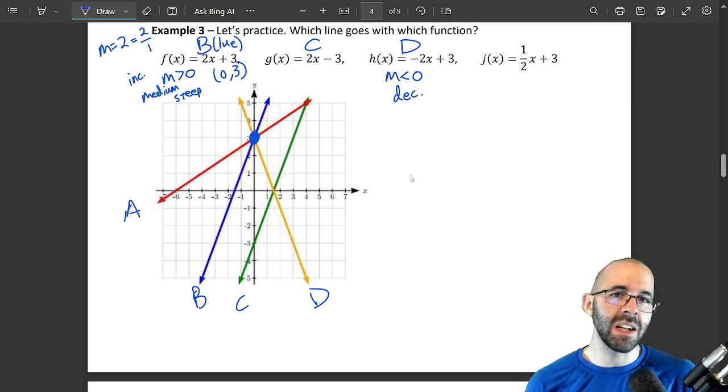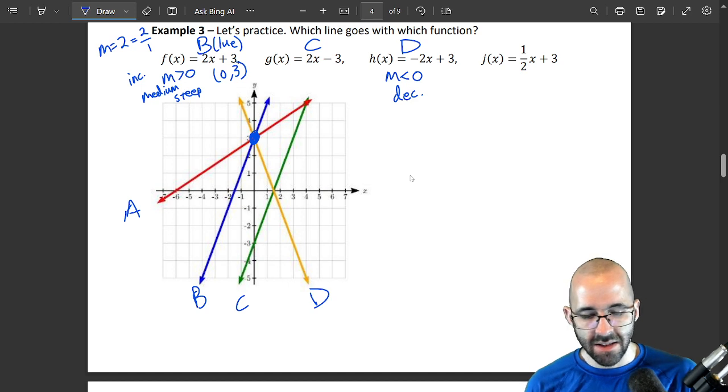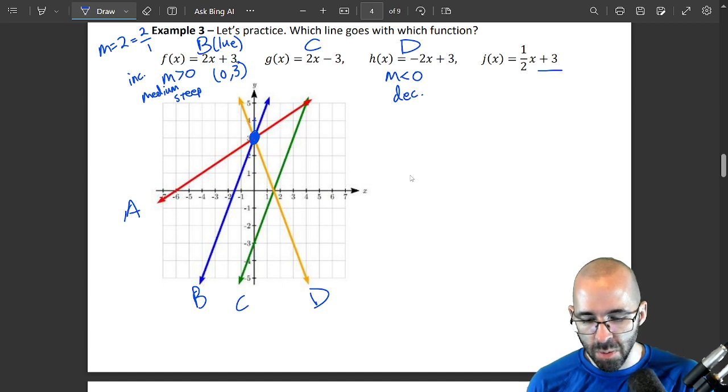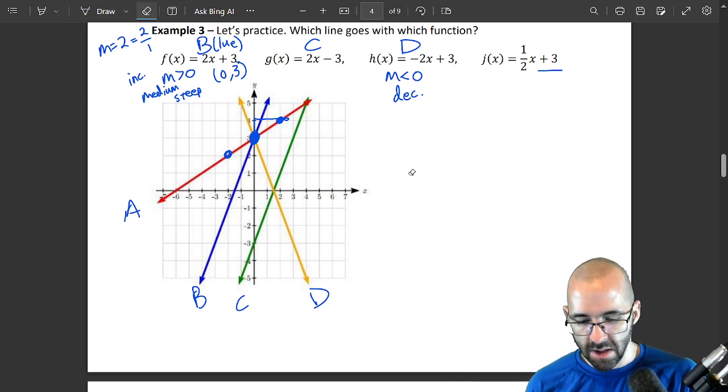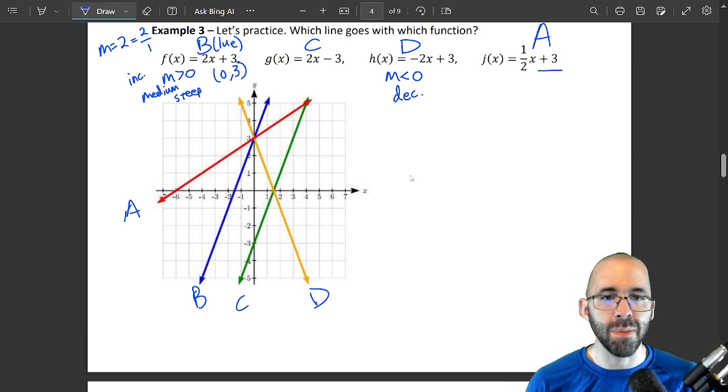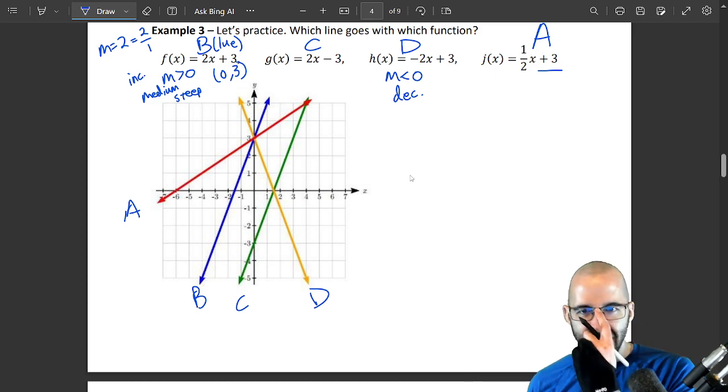And lastly, we know the last one should be A. But let's just double check. It has a starting value of 3. Good. A has a starting value of 3. And the slope is 1/2, which means up 1, right 2, or down 1, left 2. Good. It does indeed have those. We know this is indeed letter A. A for apple, which can be red. All right, that's example 3.